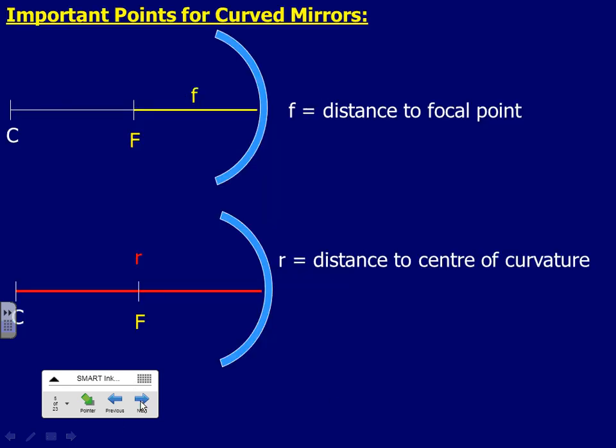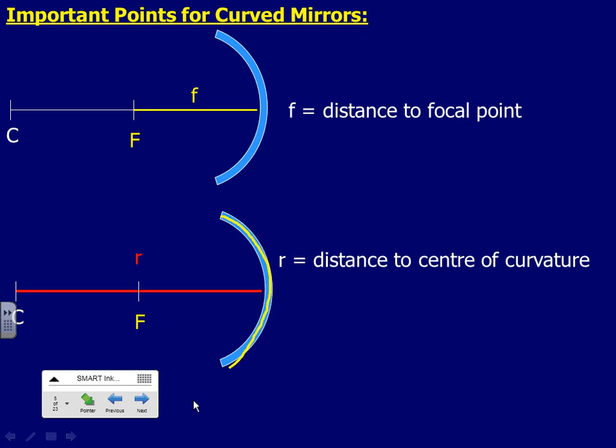All right. So let's talk now about important points for curved mirrors. You can write that down, but don't draw the pictures and don't write down those definitions quite yet. You can put the title, Important Points for Curved Mirrors. We know that F is the distance to the focal point. We know that R is the distance to the center of curvature. My next slide takes an entire slide to tell us the relationship, but that's overkill. So here's what I do want you to draw.